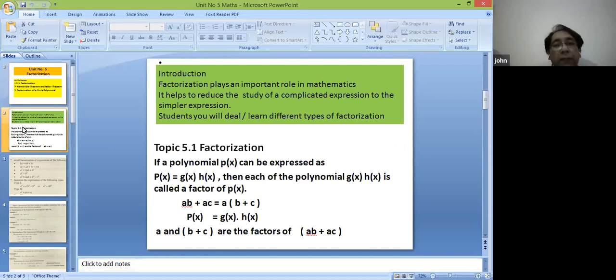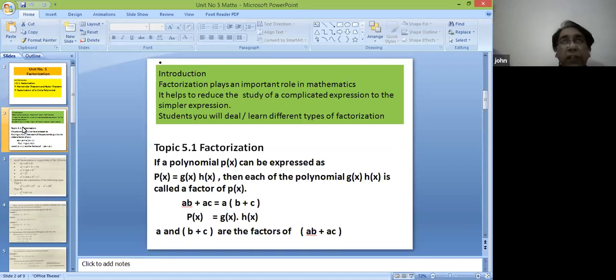Introduction first, factorization. Factorization plays an important role in mathematics. How does it play? It helps to reduce the study of complicated expressions to simpler expressions. I will let you know.